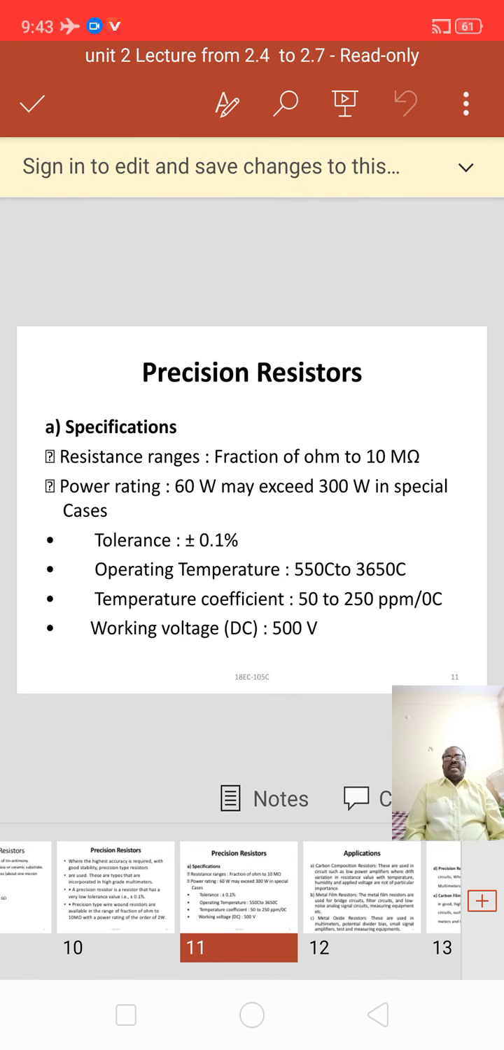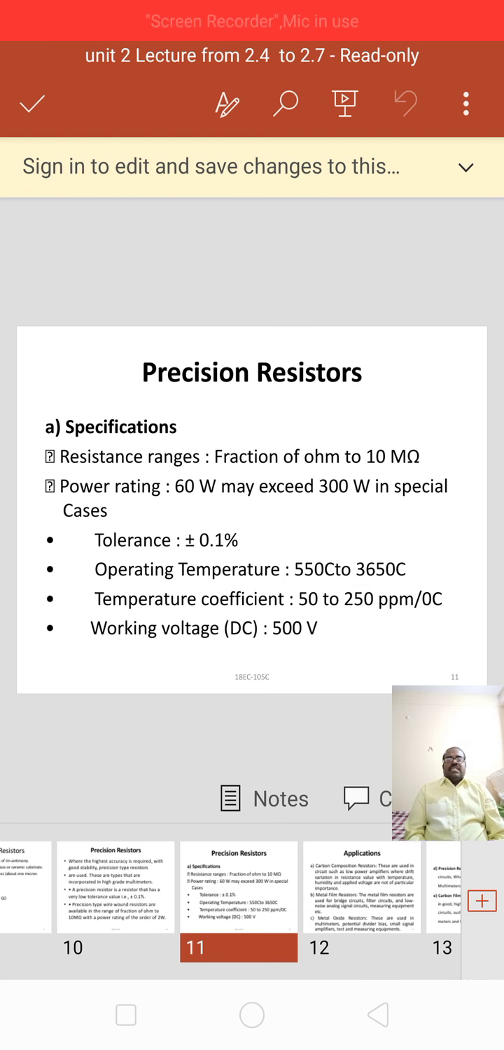Now, specifications of precision resistors. First, resistance ranges from a fraction of an ohm to 10 mega ohms, as we already learned in the previous slide. Power rating is 60 watts, may exceed to 300 watts in special cases. Tolerance value is plus or minus 0.1%.